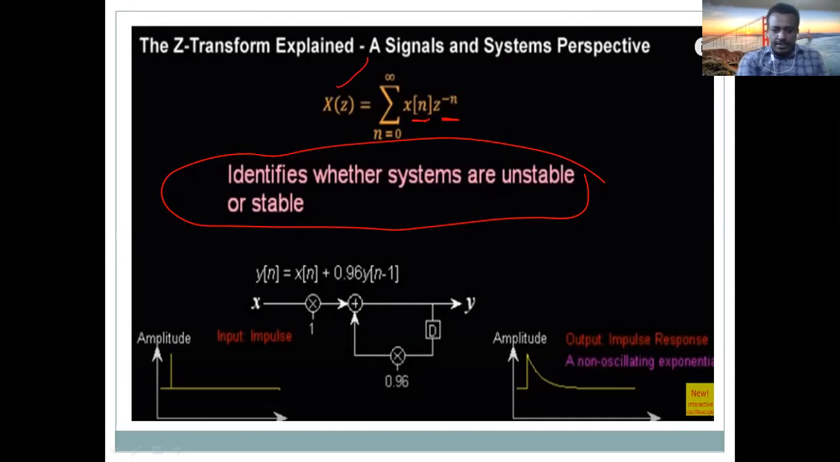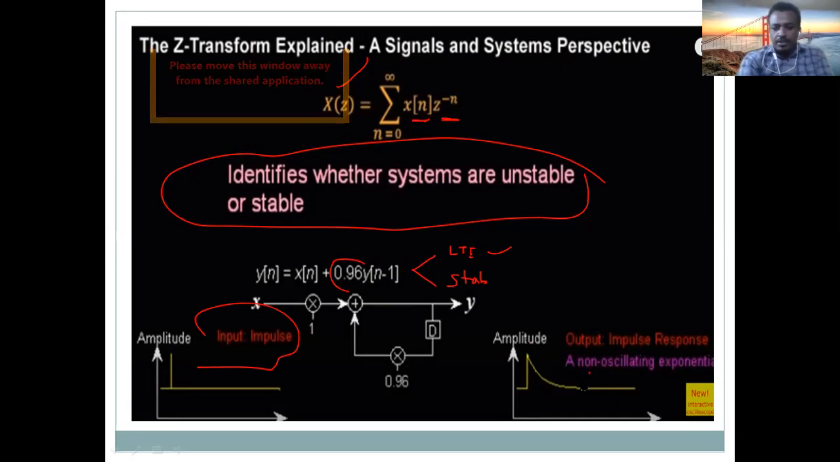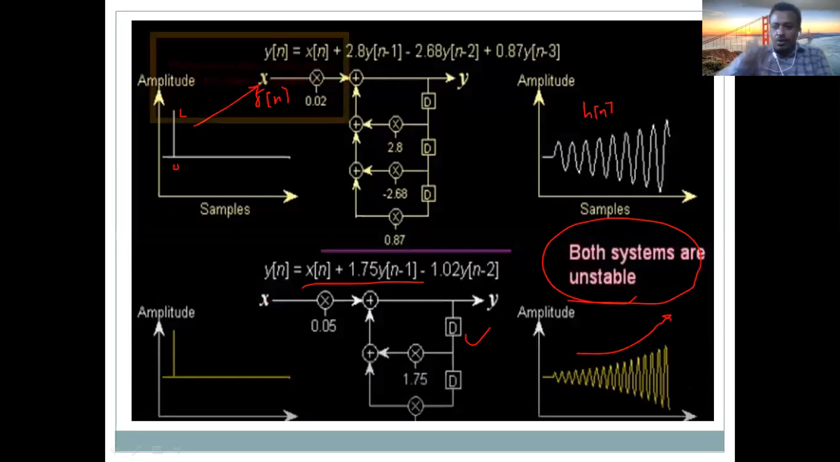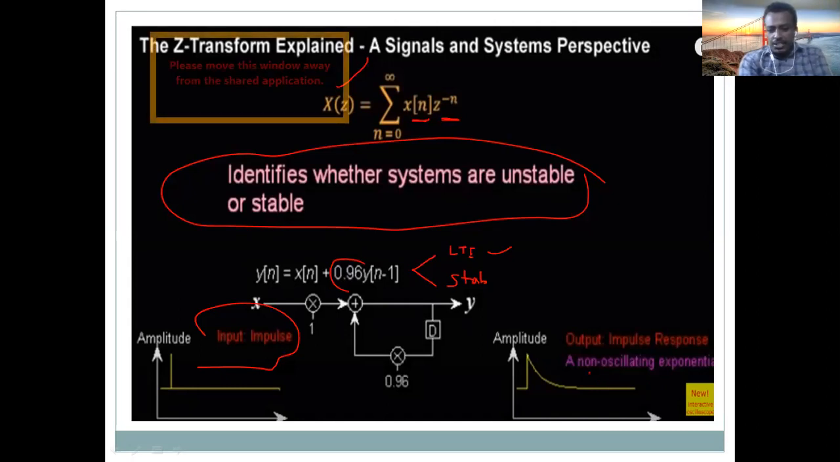So you can see here, this system is linear time invariant. Yes, because you see the coefficients are constant. So is it stable or not? It is a stable system, because when you apply the impulse input, as you can see, the response is decreasing. In this case, is it oscillating? It's not oscillating. The first one here is oscillating, right? But here it's not oscillating, it's a decreasing exponential. So you can say the system is stable. So Z transform is used to easily identify whether a system is stable or unstable.